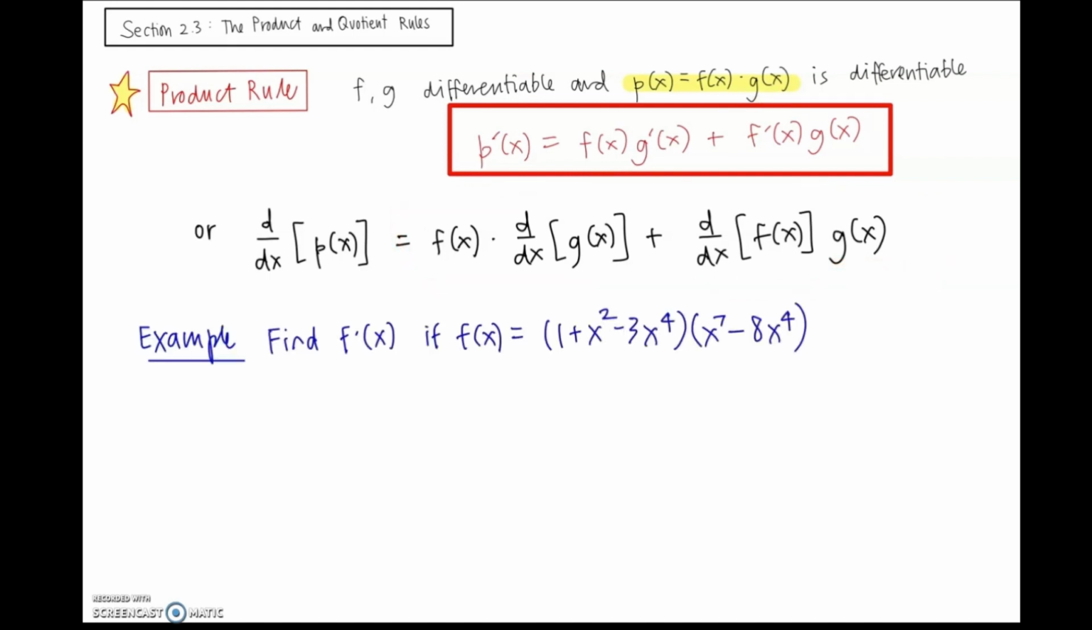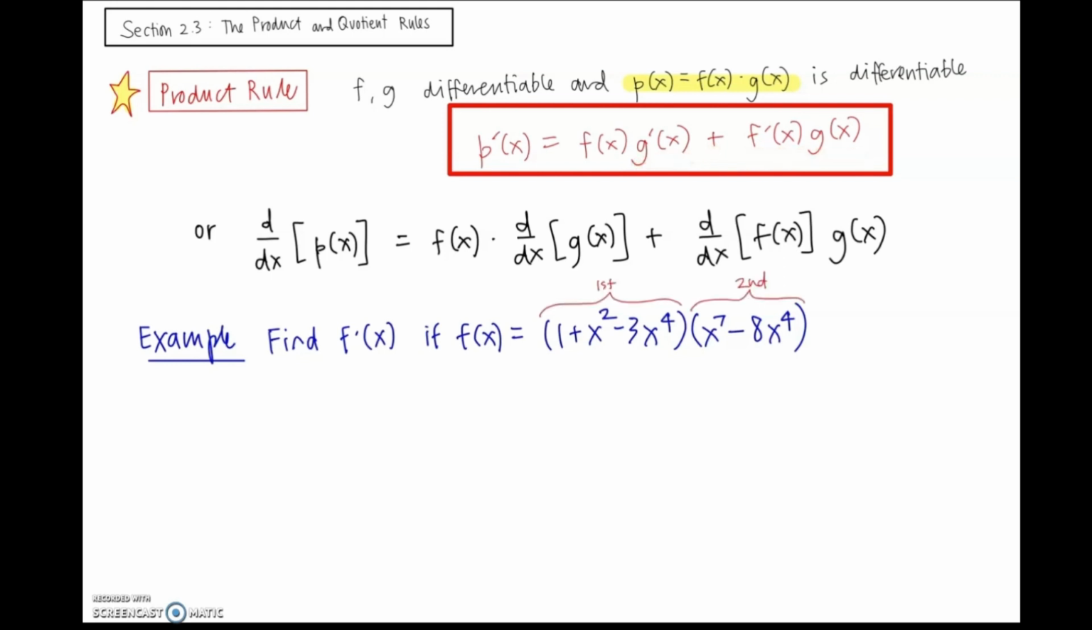Okay, so here we have a function called f of x, and it is the product of two other functions. So this would be the first function in the product, and here is the second function in the product, and they want us to find f prime of x. So the product rule says take the first function multiplied by the derivative of the second plus the derivative of the first multiplied by the second function.